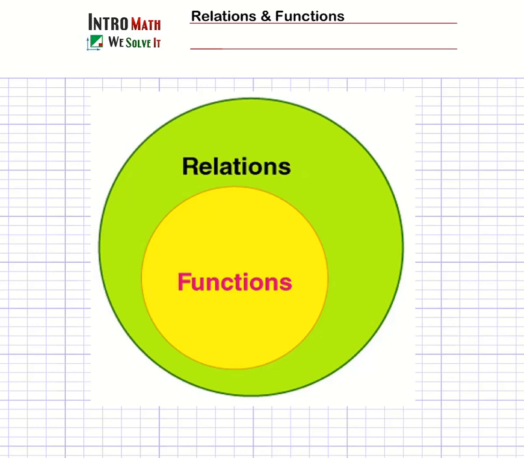Now, you see the picture you're looking at there. That's how I represent the relationship between functions and relations. You see, the functions are inside the relations, right? That means every function is a relation, right? But not every relation is a function, because both functions and relations are related to the topic we discussed before, the topic called the Cartesian product. Cartesian product of two sets, right?